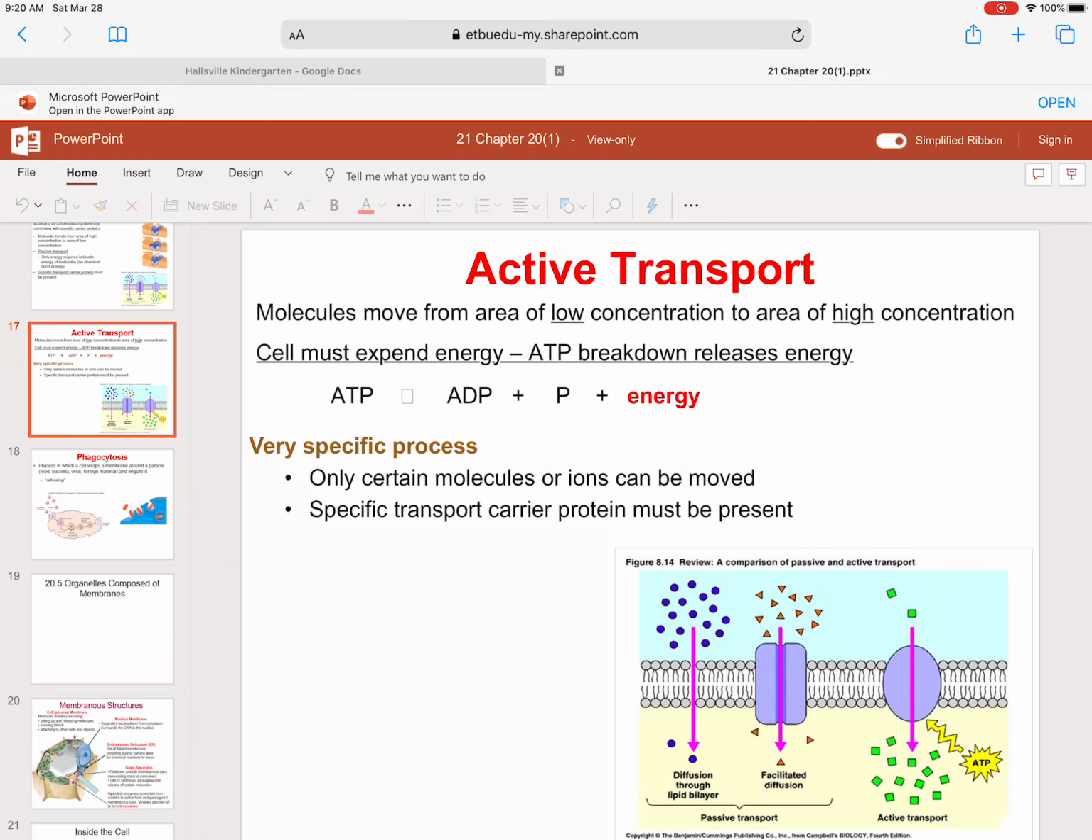It's a very specific process. Only certain molecules or ions can even undergo this, and there still must be a specific transport carrier protein to do it. So it can't just be anything. It has to be a specific protein, a specific molecule, but ATP is required.